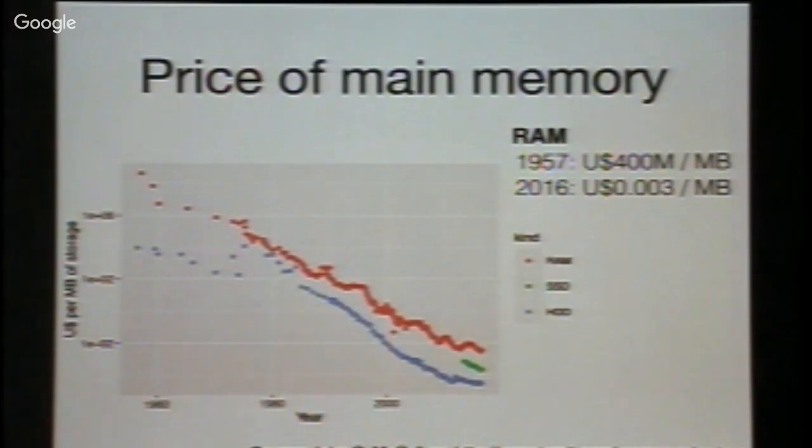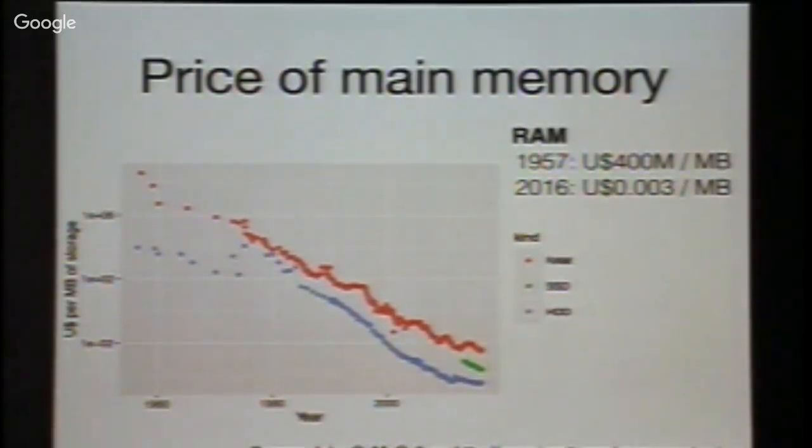And this is not adjusted for inflation. These are in the dollar amounts of their respective years. So if this was 2016 here, this is even more. Today, in main memory, 1 megabyte costs a third of a cent. So if you're keeping count, that is 10, 100, 1,000, that is 100 million times cheaper.